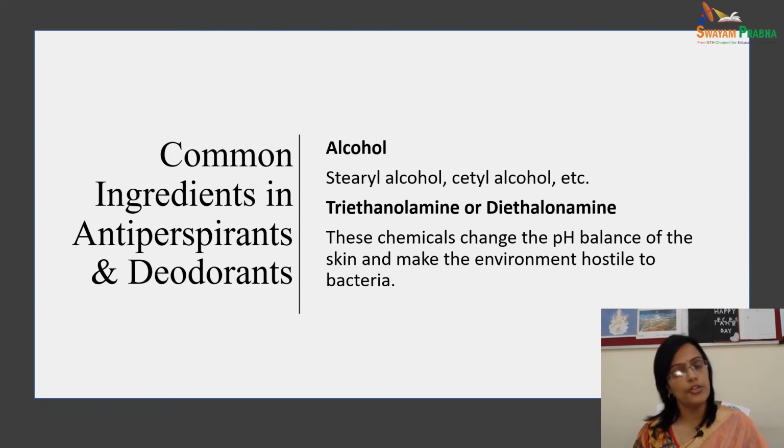Alcohol. A lot of antiperspirant and deodorant products contain alcohol. It helps by absorbing the sweat and delivers the aluminium compound to our sweat gland more quickly. Stearyl alcohol and cetyl alcohol are examples of this category. Next is triethanolamine and diethanolamine. These chemicals change the pH balance of the skin and make the environment hostile to bacteria. However, they can become toxic to the body if absorbed for a longer period of time.